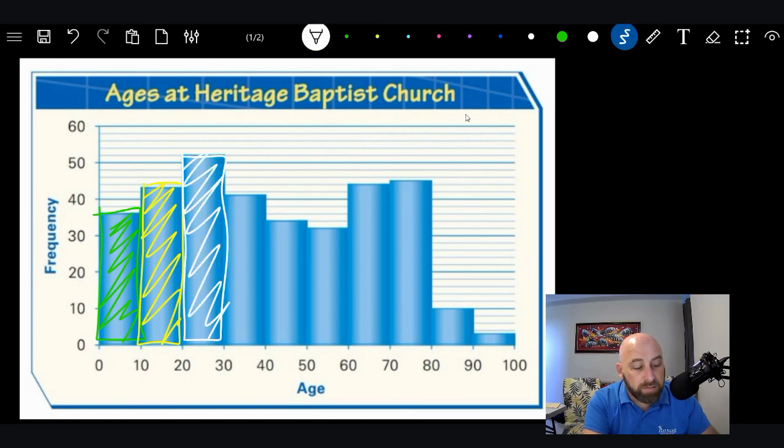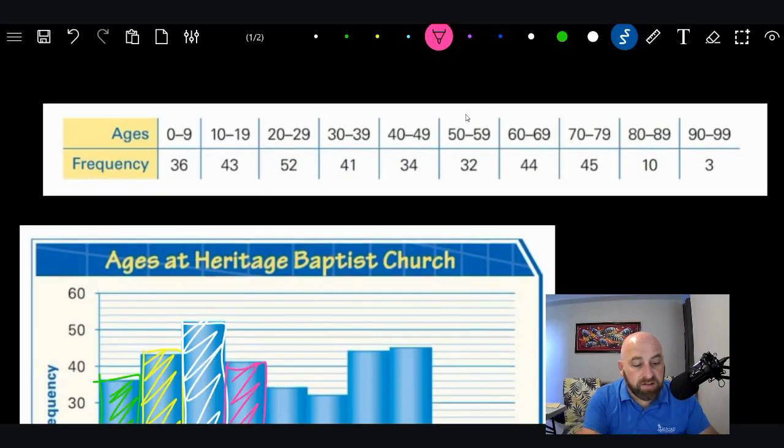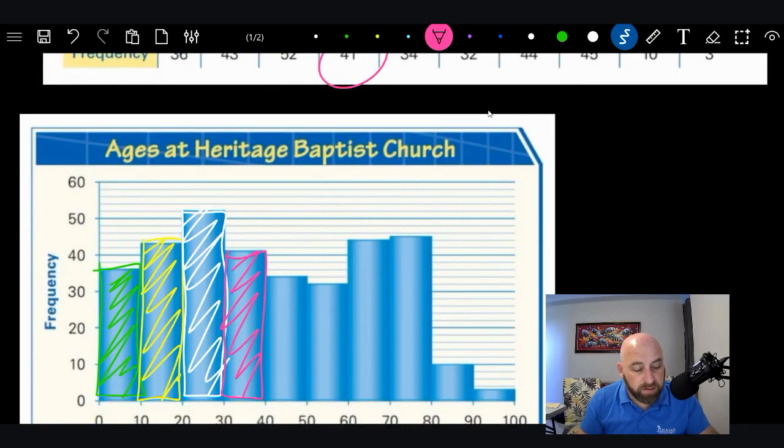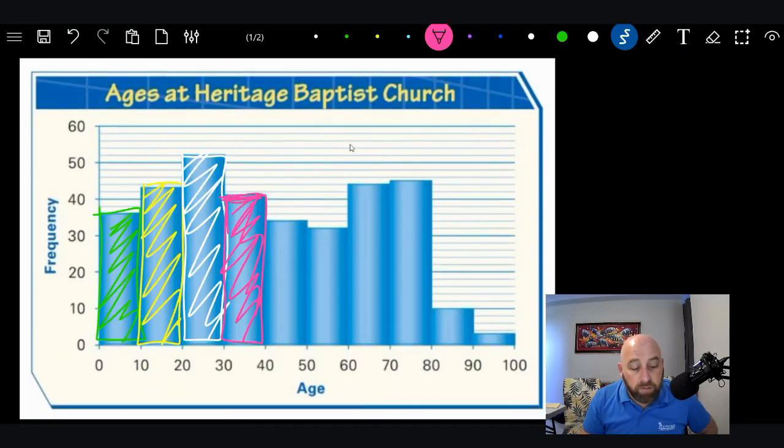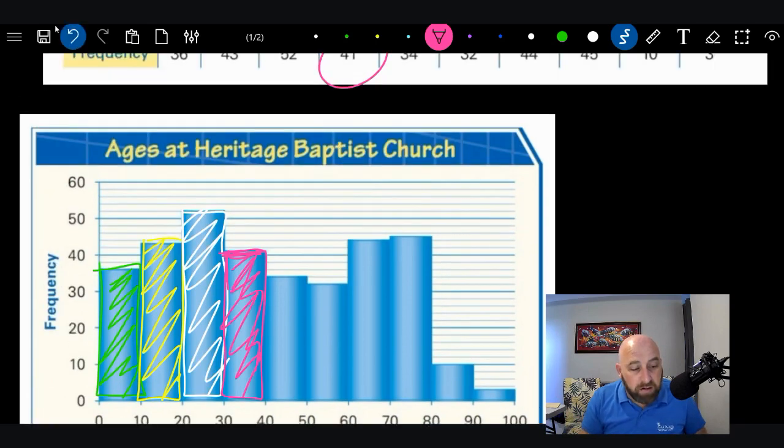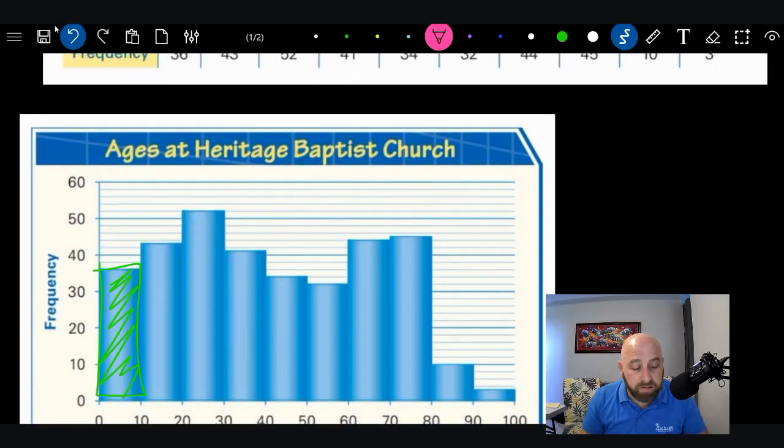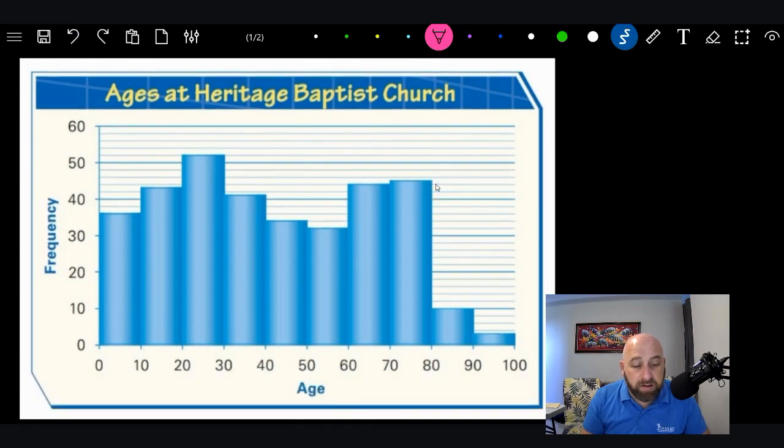And then you just keep coloring them in, and you keep drawing them as you go. What are you drawing? You're drawing this information right here. So that one goes to 41. That's where I'd stop that one, and then you color it in, okay? And then if you want to make them all the same color like they did, fine. If you want to change the color like I was changing the colors, that's fine too. It doesn't matter how you draw your histograms.